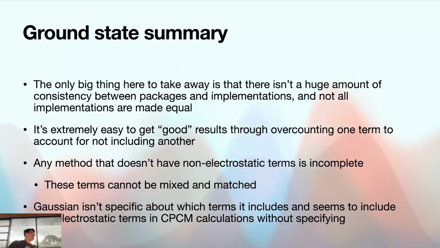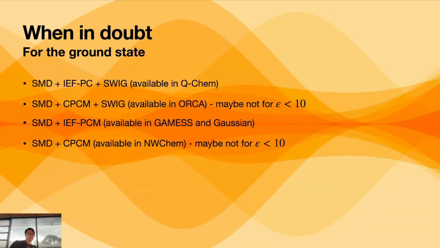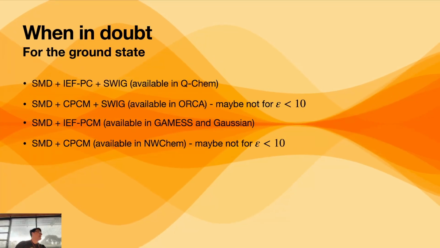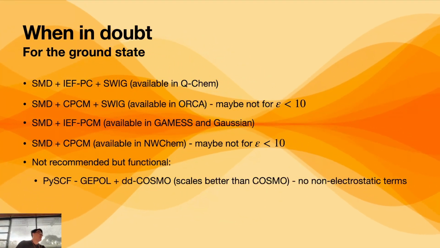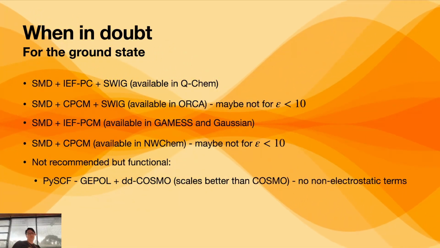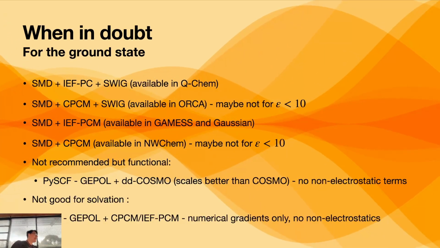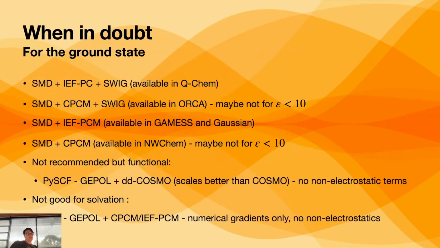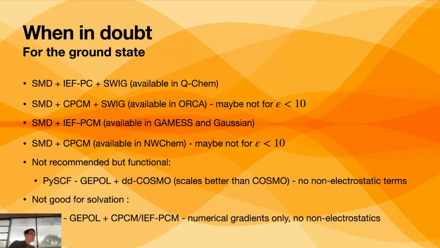When in doubt for the ground state, this is my hierarchy. It's recorded and I'll upload these slides, so I'm not going to go through it all. Not recommended, but functional. PyCF uses GPol.DD COSMO, which scales better than COSMO, but it has no electrostatic terms, and Psi4 does have GPol plus CPCM. It's not great. Numerical gradients only, not necessarily worth using.